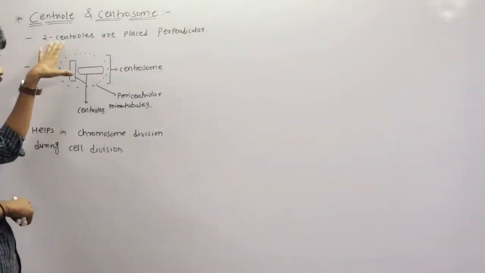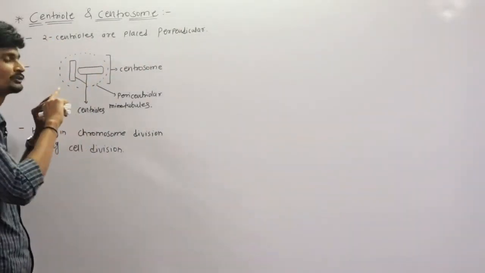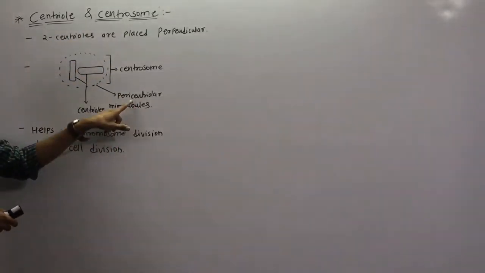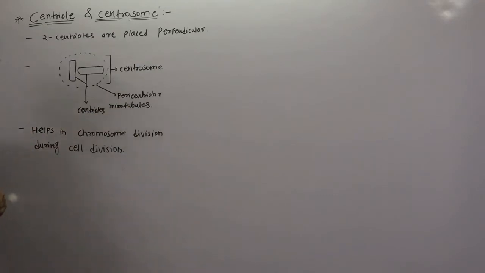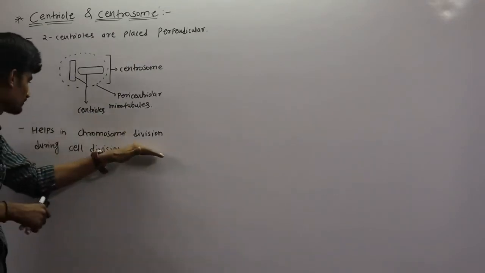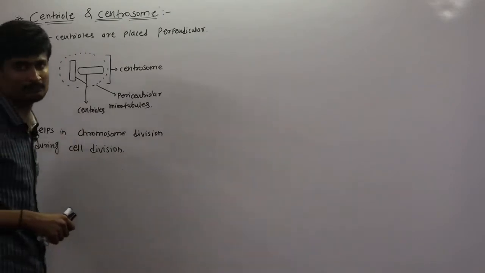The centrosome is made up of two cylindrical structures called centrioles and the surrounding pericentriolar microtubules, which help in chromosome division during cell division.